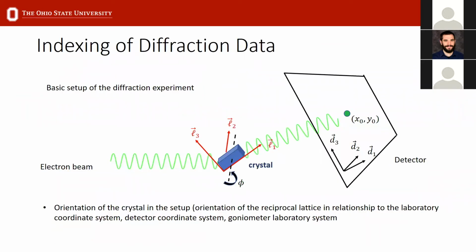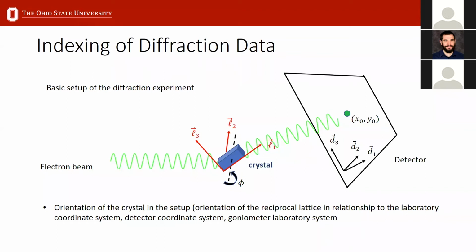So here I would just like to show you the basic setup of the diffraction experiment. We have the electron beam that goes into your crystal, and then we have the diffracted beam from your crystal, with the electrons that hit your detector. Now, one challenge is you do not know the orientation of the reciprocal lattice of the crystal in relationship to the laboratory coordinate system or the detector coordinate system.